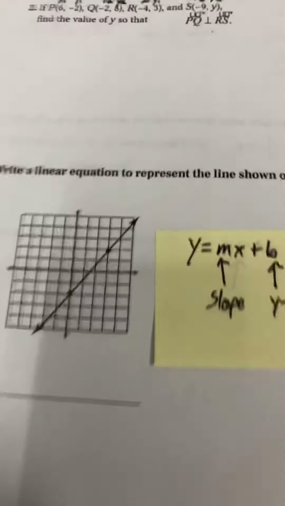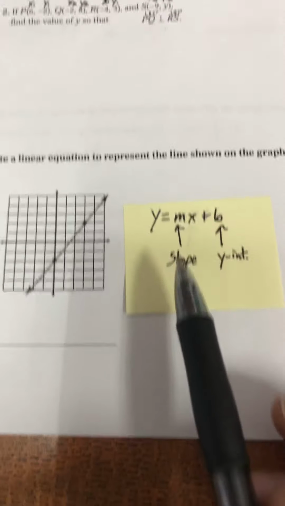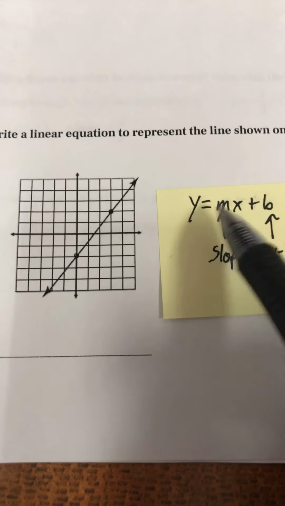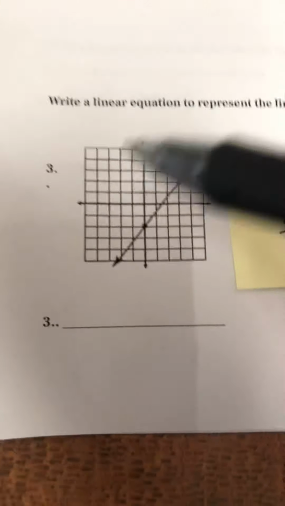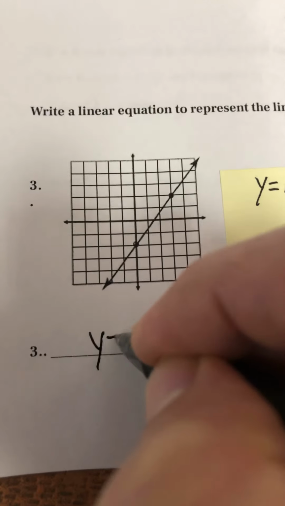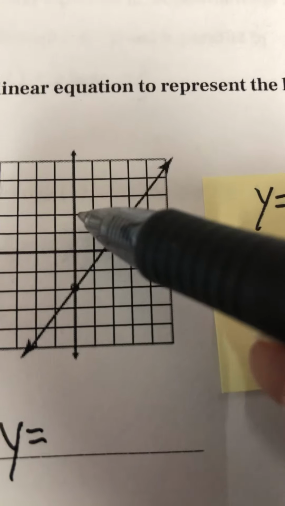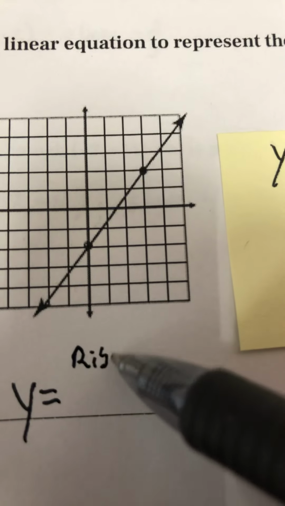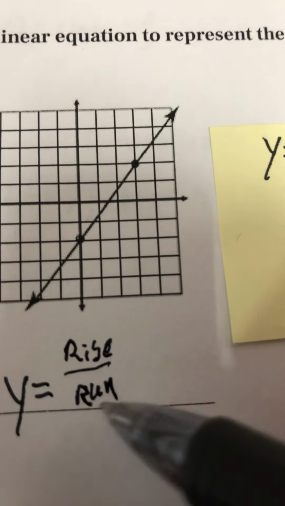Number 3, it says write a linear equation to represent the line shown on the graph. So what you're going to do is put the slope here. Remember, the slope-intercept form is y equals mx plus b. So you're going to have y equals whatever the slope is. So, go from this point to this point. It goes up how many and over how many. So it's the rise over the run. And if you can simplify that, do it.